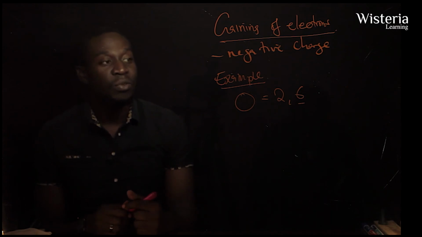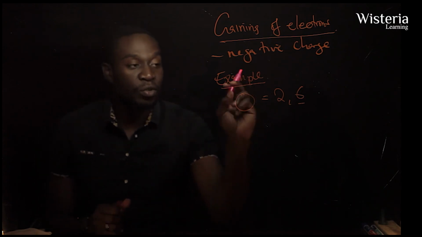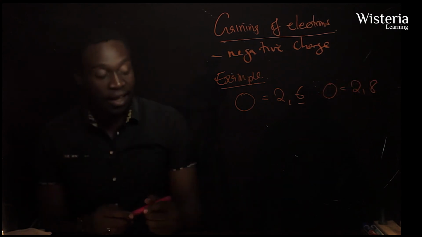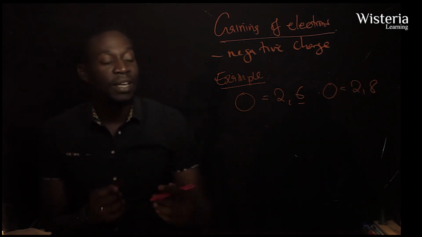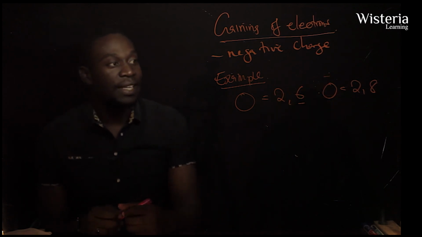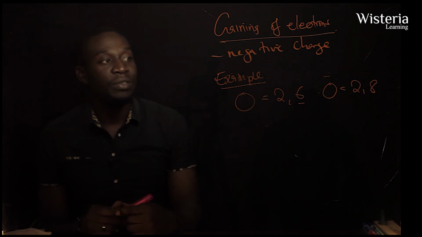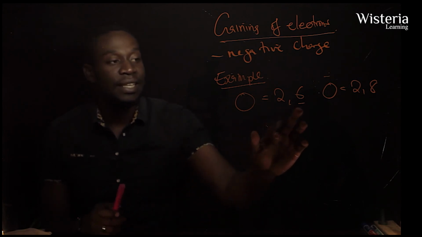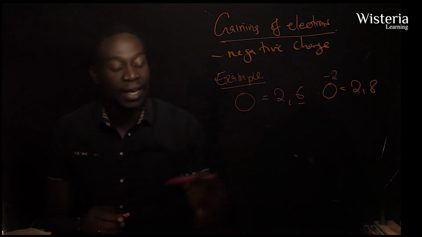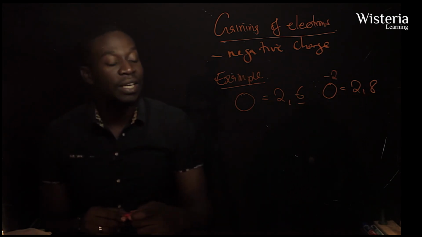So the oxygen is going to gain 2 electrons. So in this case, we're going to have 2,8. After gaining 2, because of gaining, we're going to have a negative charge. The size of the charge depends on the number of electrons it has gained. In this case, it has gained 2 more electrons. From 6 to become 8, you add 2. So it has gained 2 electrons.